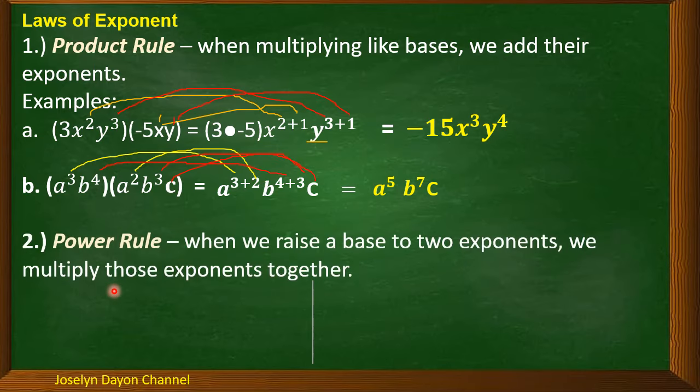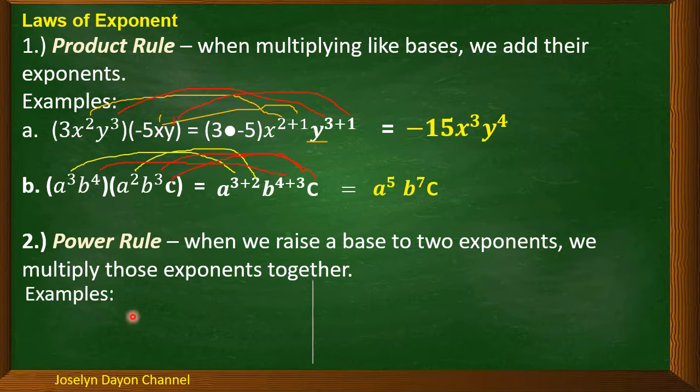Now let's have the second law of exponent, that is the power rule. When we raise a base with an exponent to another exponent, we multiply those exponents together. This is all about the power rule. So let's have an example.